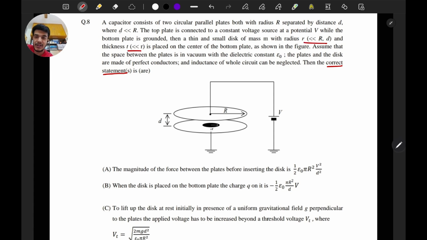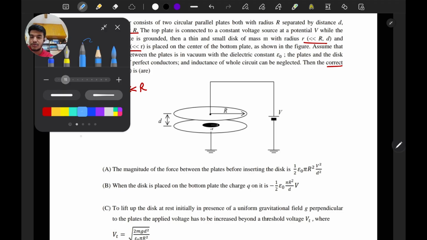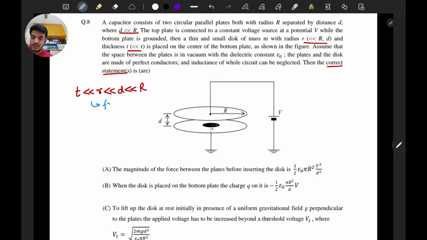So just write a common relation that fixes all of this, which will be t is much less than small r, which is much less than d, which is much less than again R. So this is my relation here. This has been mentioned so that we don't have to care about the fringing field effects. So we don't need to care about these fringing fields.